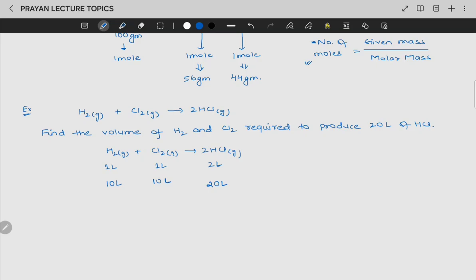So this is about the basic stoichiometric calculation. I have covered the basic idea with some basic examples. So in this video, this much is enough.